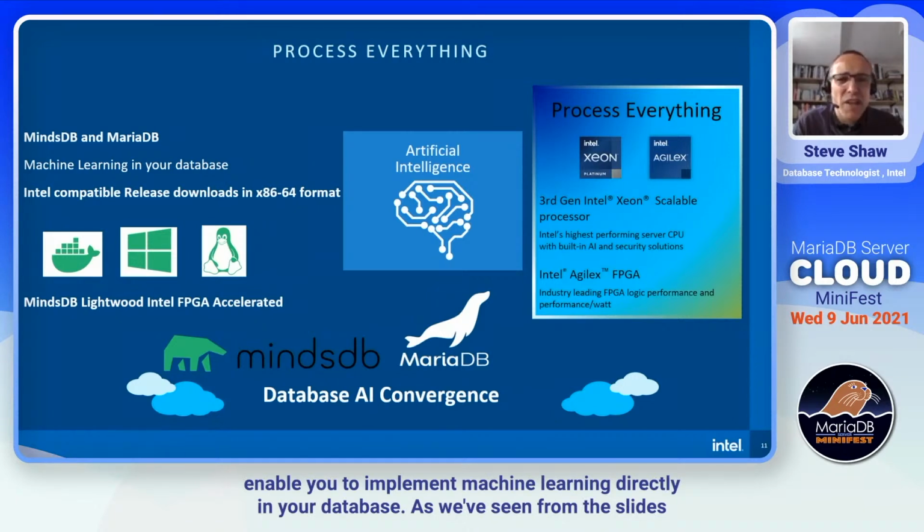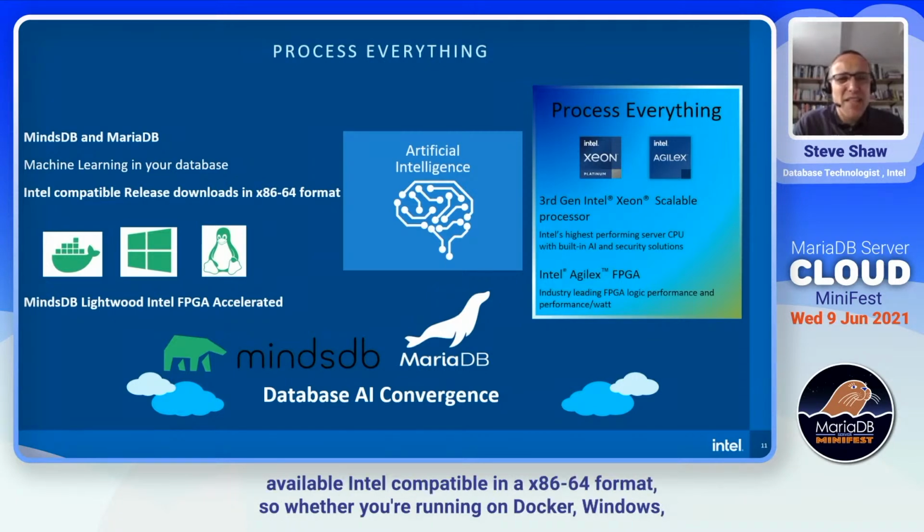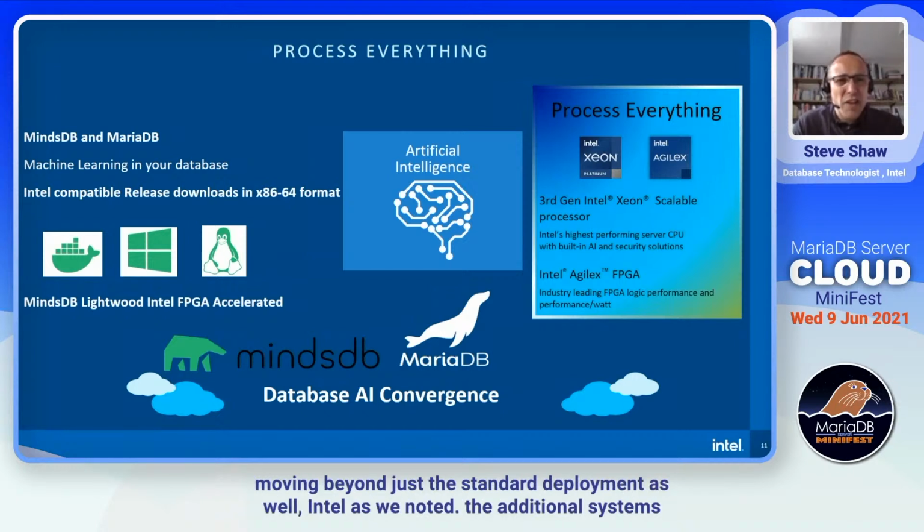As we've seen from the slides previously, it's no surprise that when we're deploying both MariaDB and MariaDB, all of these are available Intel compatible in an x86-64 format. So whether you're running on Docker, Windows, Linux, you can get up to speed incredibly quickly by running MariaDB and MariaDB on Intel. But also moving beyond just the standard deployment as well.